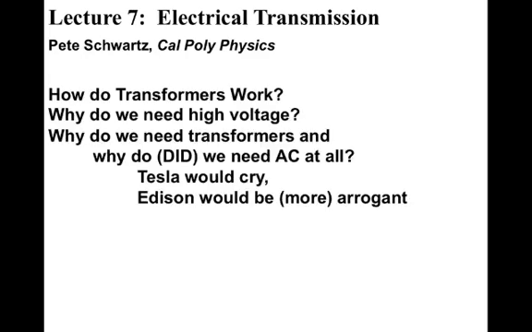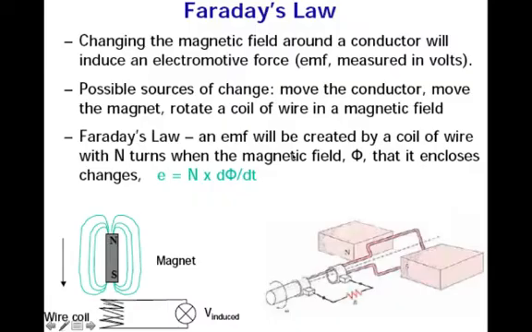Electrical transmission. This is about three words: transformers, high voltage, and alternating current. Faraday's law dictates how we can generate voltage in a coil by changing a magnetic field through that coil.